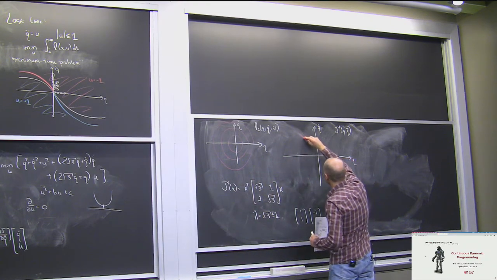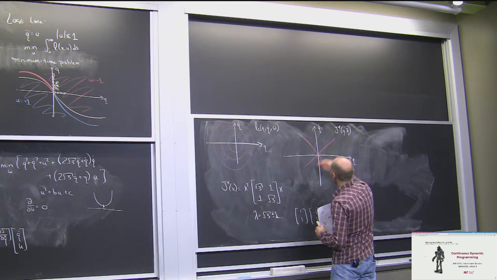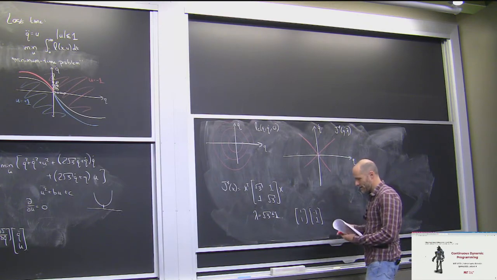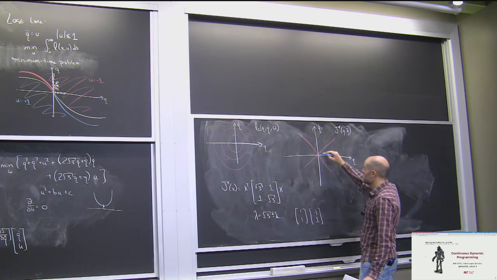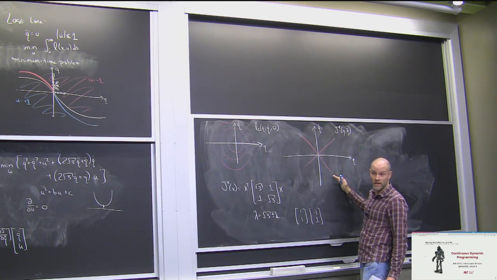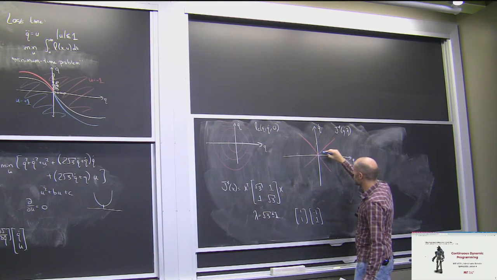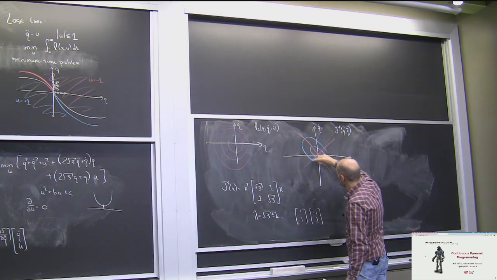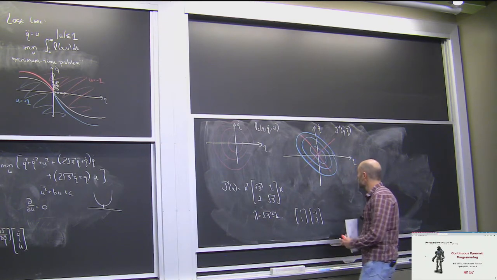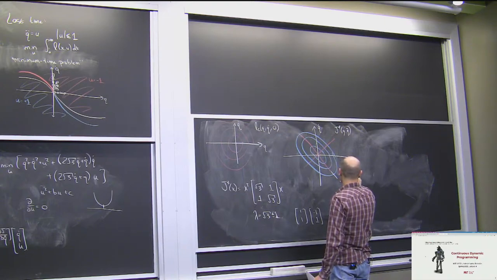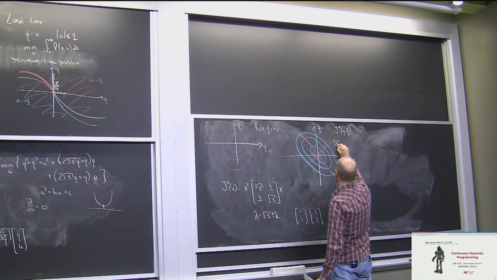I get my two eigenvectors, and the smaller eigenvalue is going to be the one that's more elongated in the level set, right? So if I were to draw the level set now, it's going to look like this. Where this one here is the smaller eigenvalue, so the square root of 3 minus 1, and this is the square root of 3 plus 1.